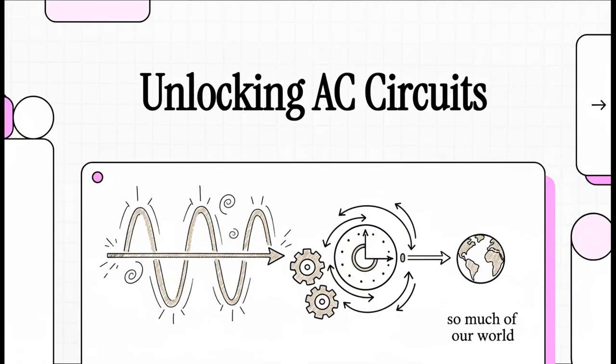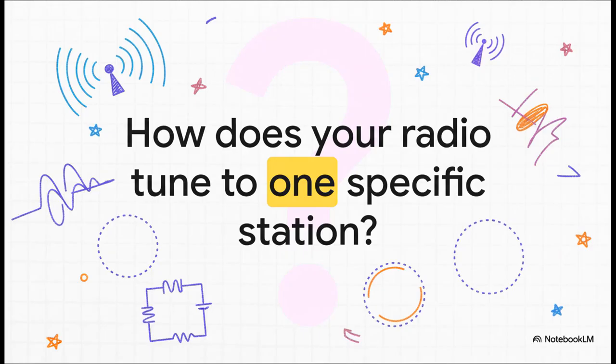Hey everyone, and welcome. Today, we're going to pull back the curtain on the invisible forces that power so much of our world. We're talking about alternating current, and we're about to see how what looks like total electrical chaos can actually create, well, perfect harmony. I mean, seriously, think about that for a second.